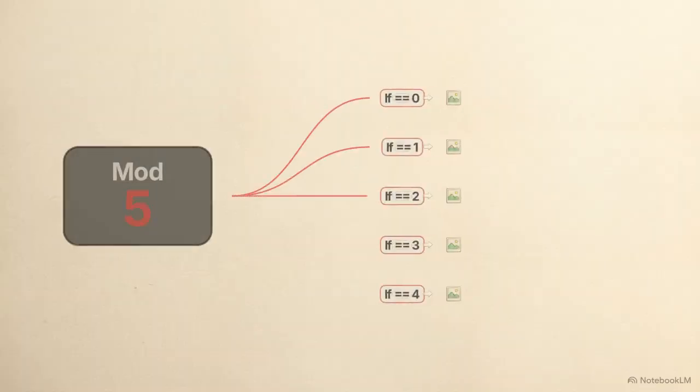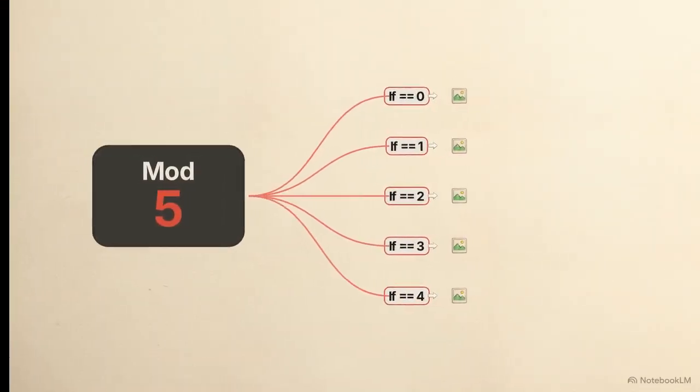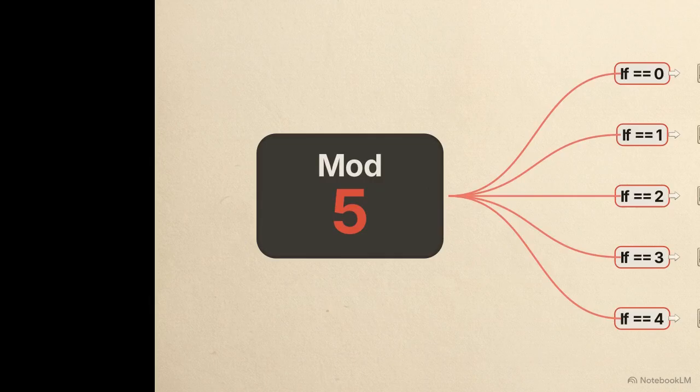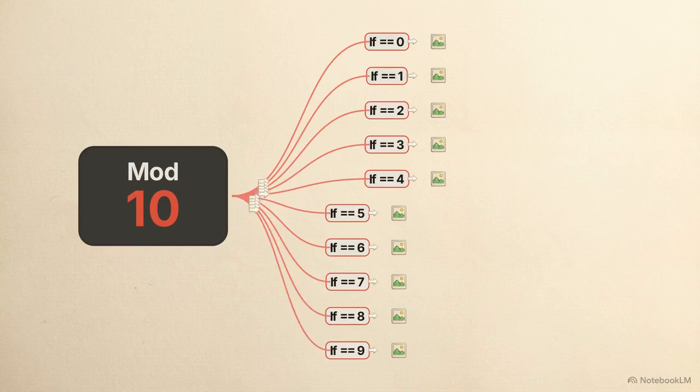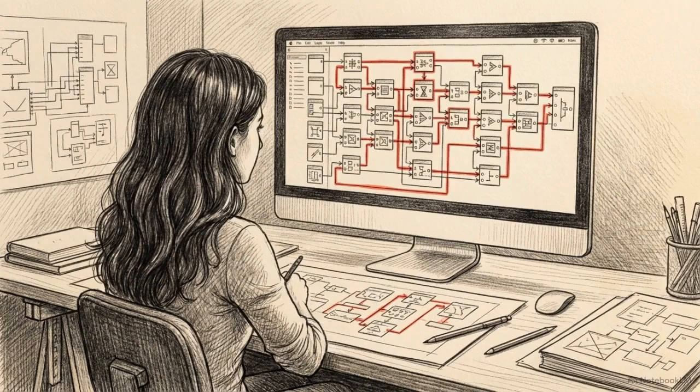Scaling this logic is straightforward. If you decide to cycle through 10 images instead of 5, simply change the mod node's value to 10 and duplicate 5 more if stacks in your graph. Mastering variable loops and conditional logic gives you the tools to build complex, interactive environments. You are writing the rules for how users interact with your designs.